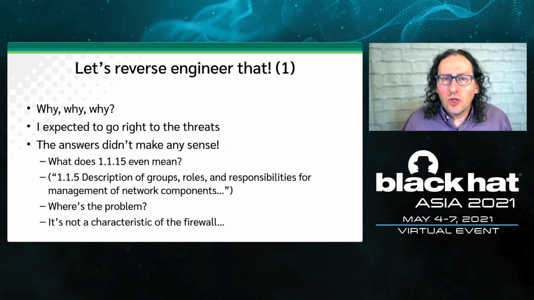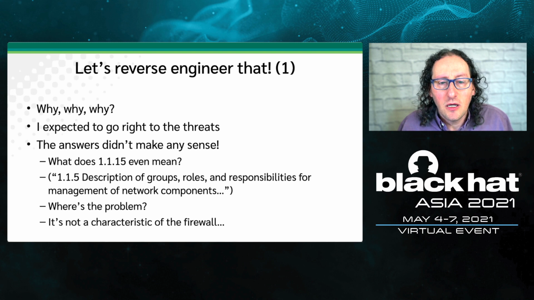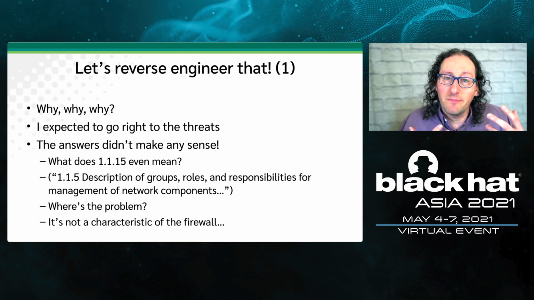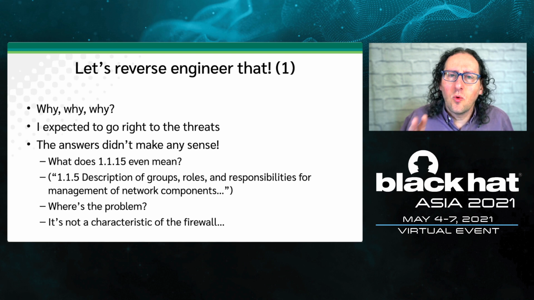So let's do some reverse engineering. Why? So I started looking at this and I started to go right to the threats, right? What threat does this line address? Because the compliance standard is a set of mitigations to those threats. And so I would look at a line like 115, this description of groups, roles, and responsibilities, where's the problem? This isn't a characteristic of the firewall. What's going on here? What is the reason that this thing works the way it does?